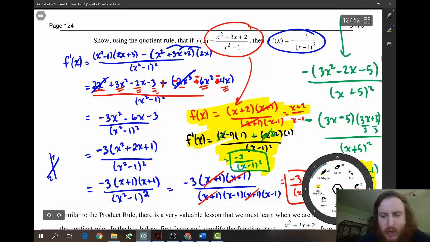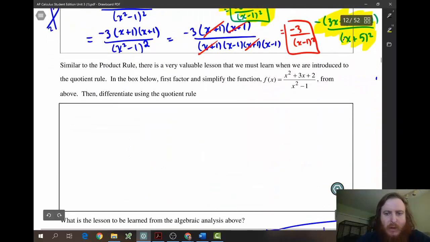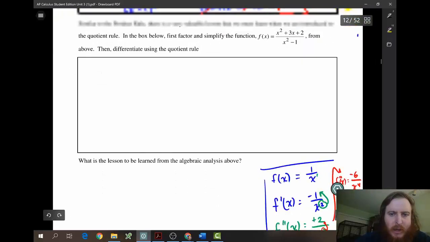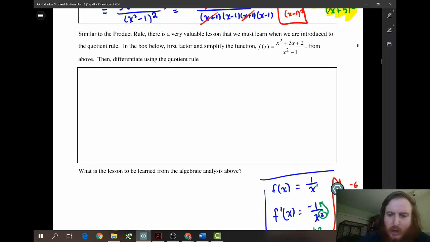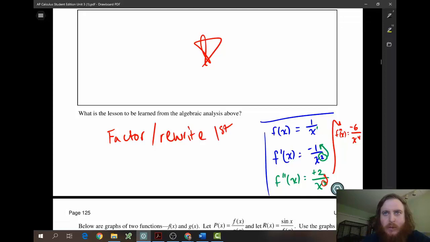So the key is, if you can ever factor, always factor first, or cancel or whatever you can do, before doing quotient rule. Okay, so that's a very big thing. I kind of showed it both ways. I had this room, so if you ran out of room, what I had highlighted, you could have put in here, but I just forgot about that. So what's our lesson? Our lesson is factor or rewrite first. That's our big key takeaway there.